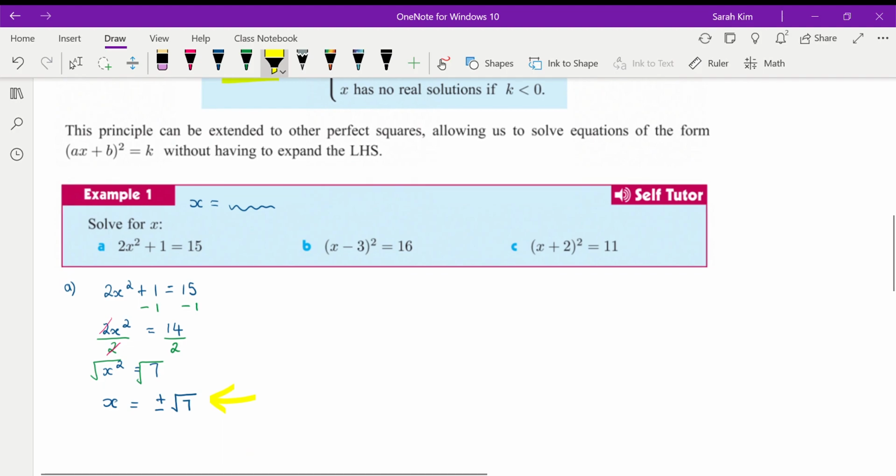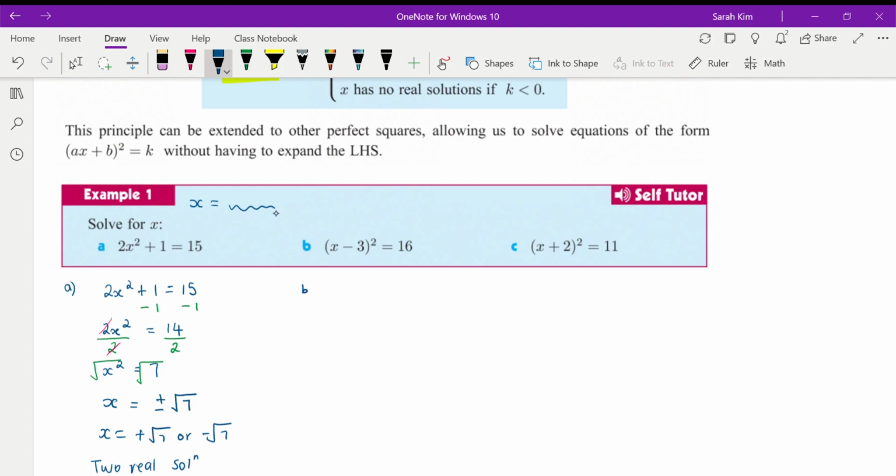If I want to write it out, basically what this means is, as I said, x can be plus square root 7 or minus square root 7. Those are your two answers. So you have two real solutions. All right, let's try B.